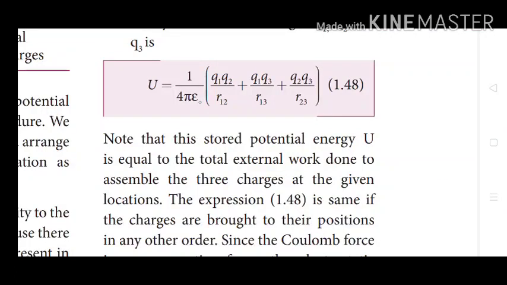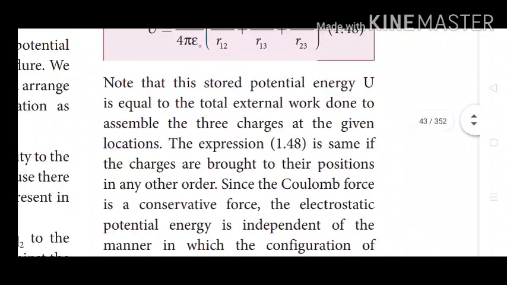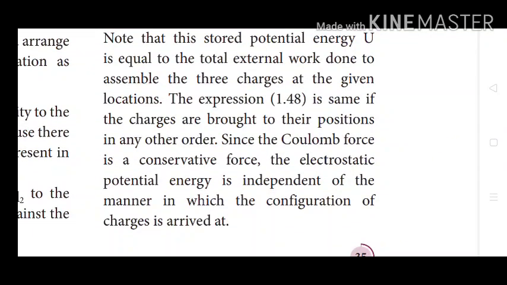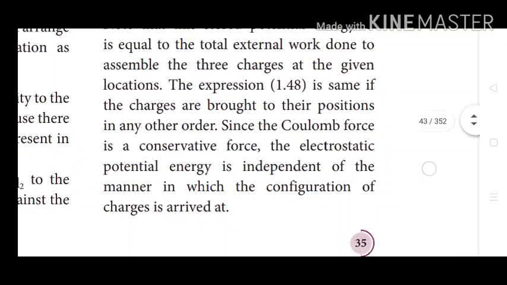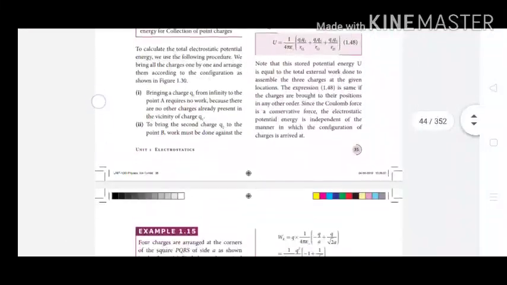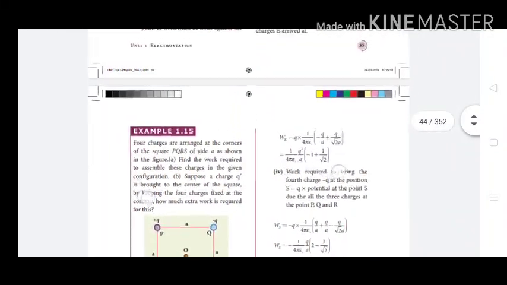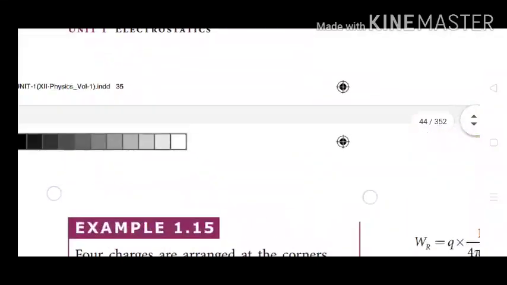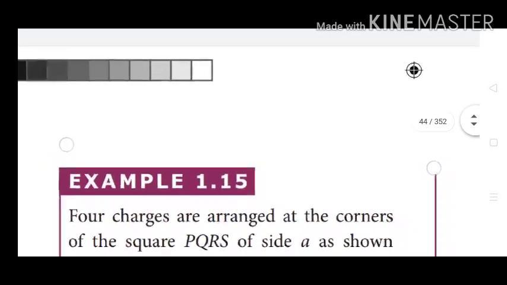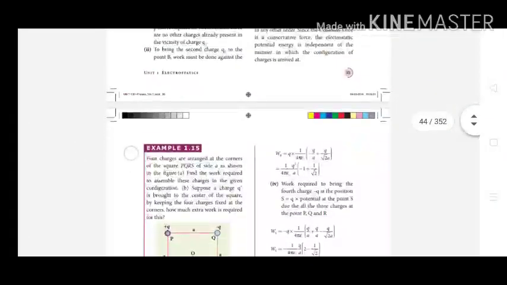Note that this stored potential energy U is equal to the total external work done to assemble the three charges at the given locations. The expression 1.48 is the same if the charges are brought to their positions in any other order. Since the Coulomb force is a conservative force, the electrostatic potential energy is independent of the path. And children, by solving this problem you can understand the electrostatic potential energy due to a collection of charges.